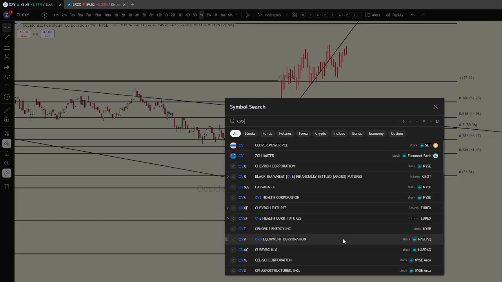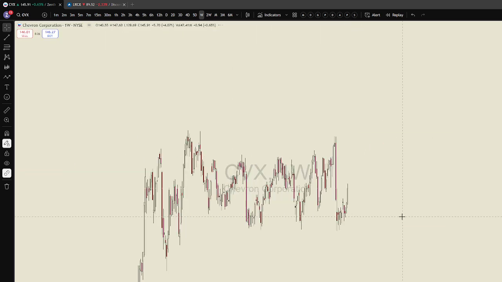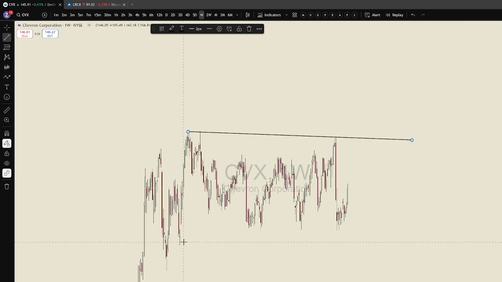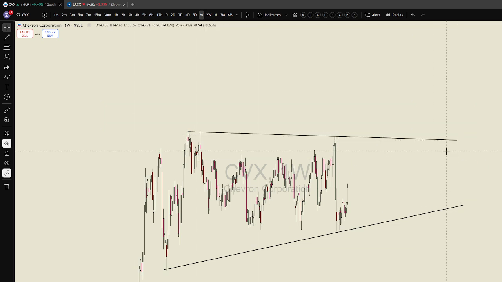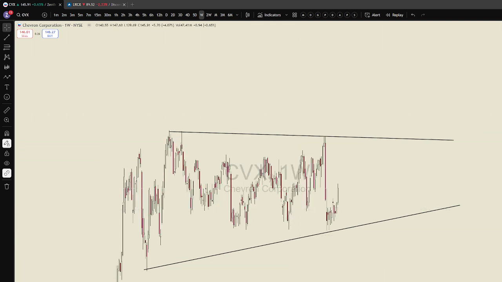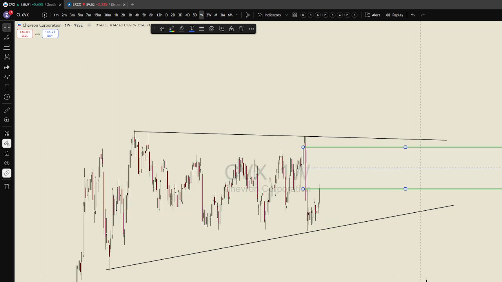That's the one name, right? And CVX is the same thing on this one. It's been in these ranges for ages now, and just making triangles. For short-term trading, we can just target the midpoint of this one, and that's where it's going to be decided how the market is going to react to it, right?